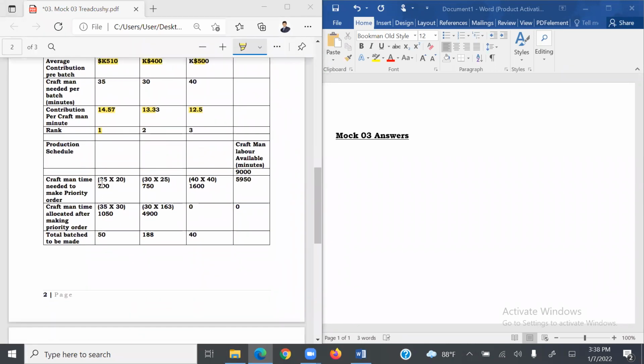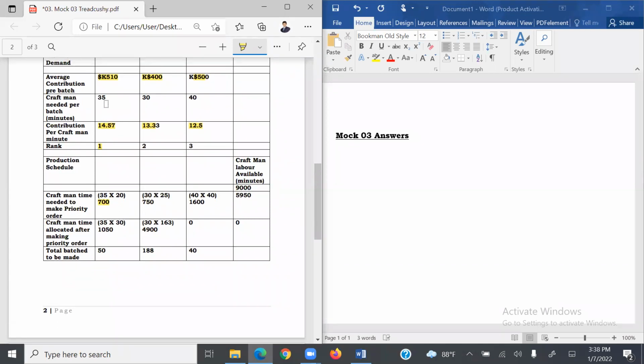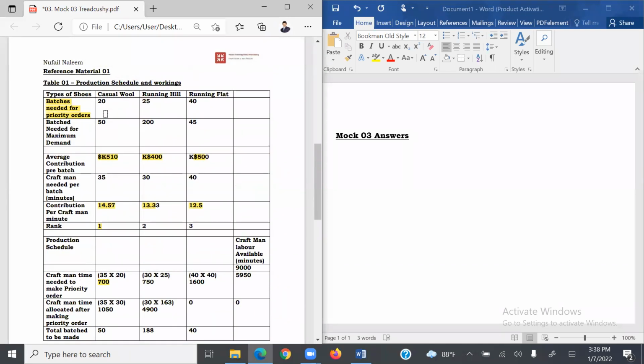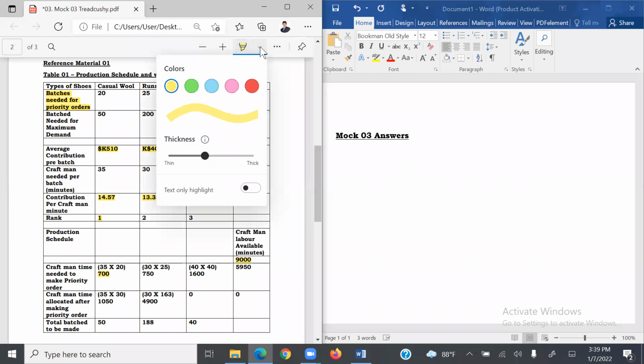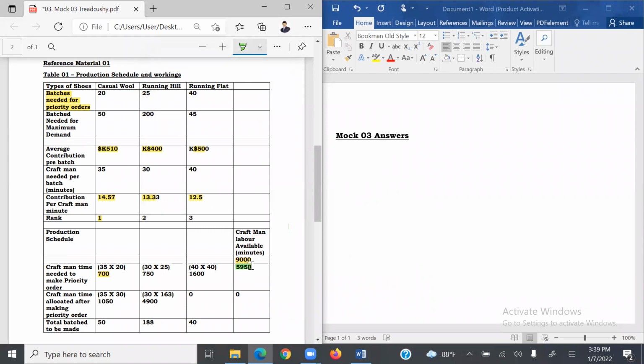Now, if you observe here, the craftsman time needed to make the priority orders. So 35 into 20, that means students, 35 minutes into the 20 batches, so 700 minutes. Similarly, 30 into 25, 750, and 40 into 40, 1600. So of the total time available, we can complete the full priority orders. So priority orders can be completed. It's a green light. That means you are sure that the full priority orders can be completed. So I will color this in green. I believe that is also clear for you, students.